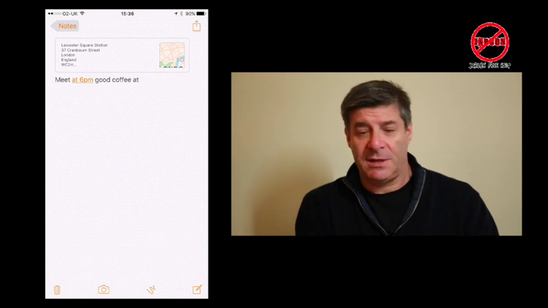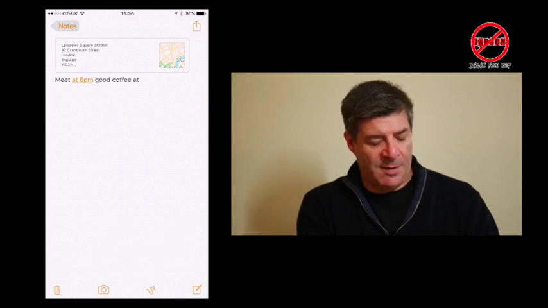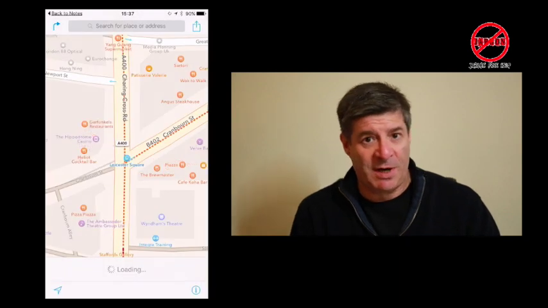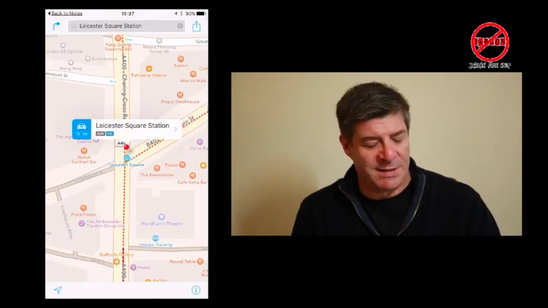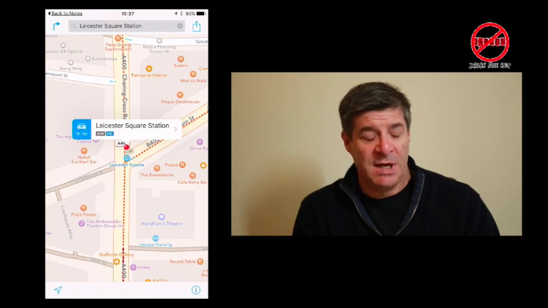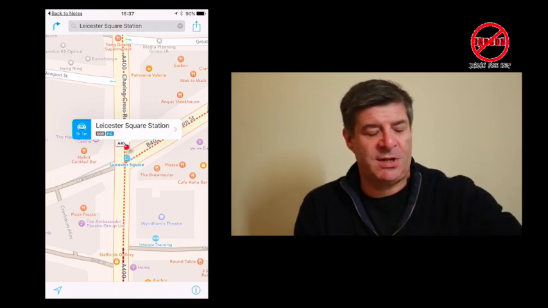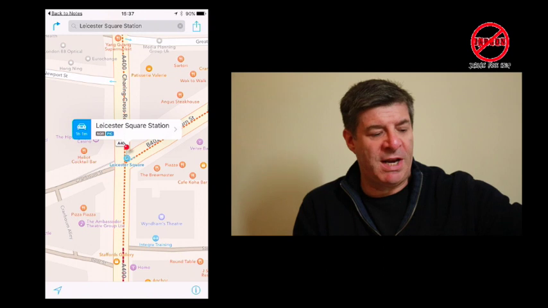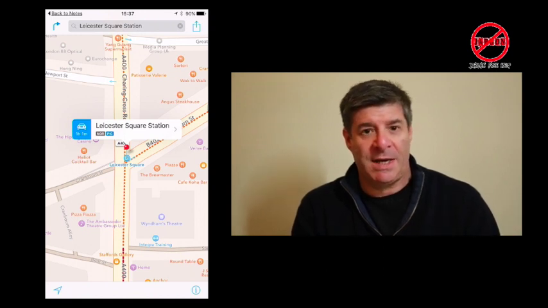So I tap on that. You can see it's got a little box there indicating that I've got my map. I tap on it, takes me straight back to the Maps app and shows me that information. So that is just some of the things that you can do with the notes. You can see they've really upgraded it and made it a lot easier to use.